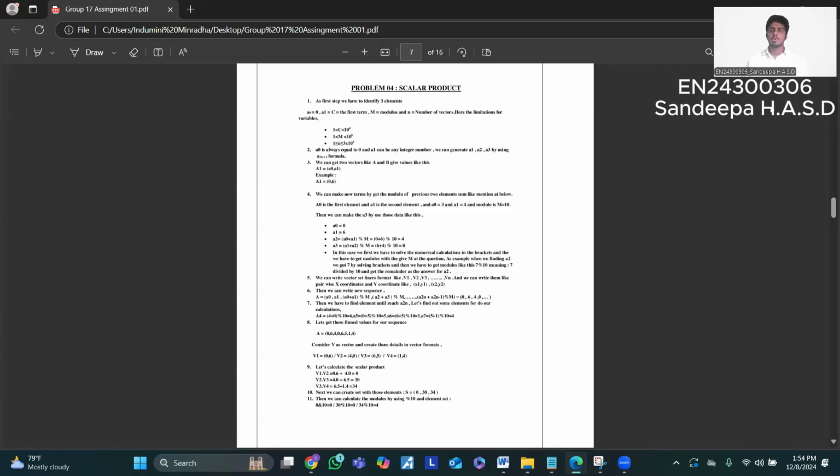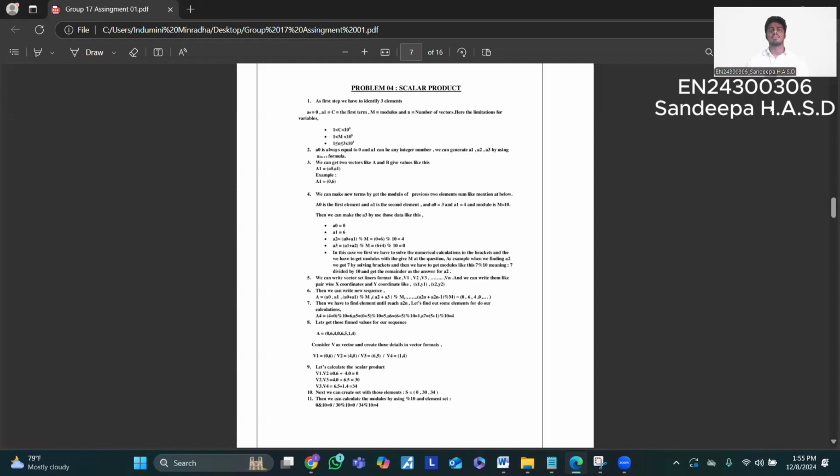Scalar product. This problem involves generating a sequence and calculating the scalar product. The first step is to identify parameters. Start with A0 equal to 0 and A1 equal to C. Use M as the modulus and N as the number of vectors to define the limits.